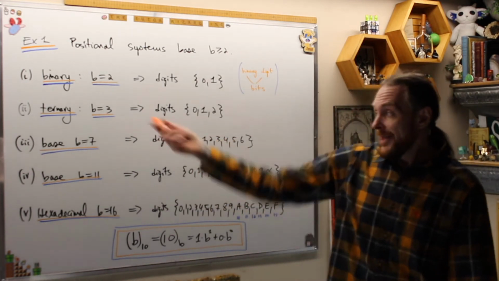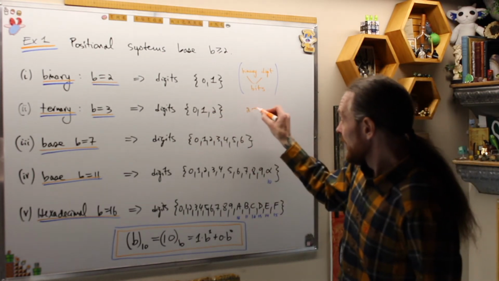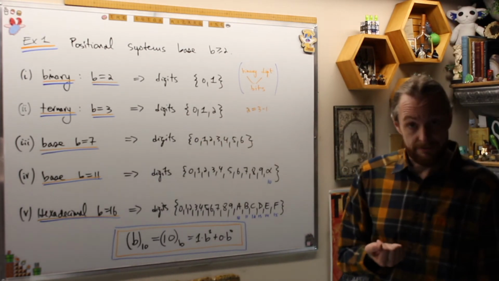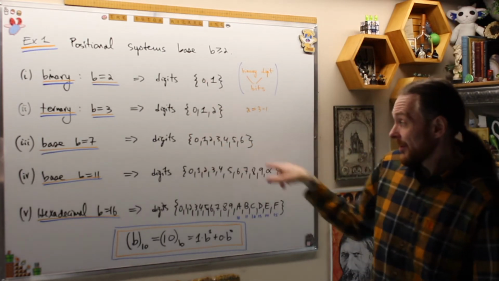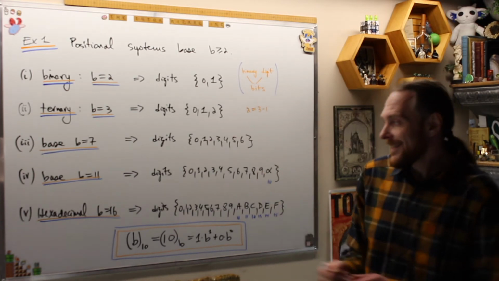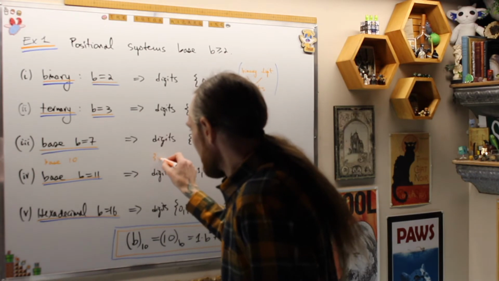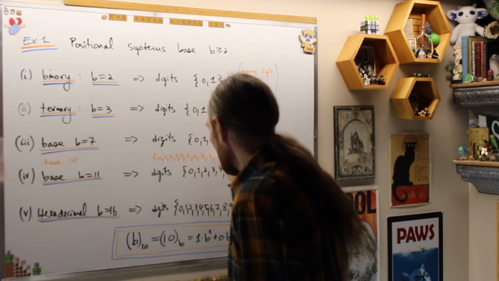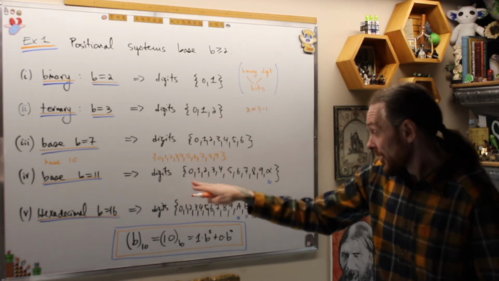In ternary, we're base 3. We're going to use the digits 0, 1, 2. Remember, 2 is 3 minus 1. So we always go from 0 to b minus 1. In base 7, 7 is still less than 10, so we're going to use the digits 0 to 6. In classical base 10, the digits are 0, 1, 2, 3, 4, 5, 6, 7, 8, 9. The Hindu-Arabic symbols.